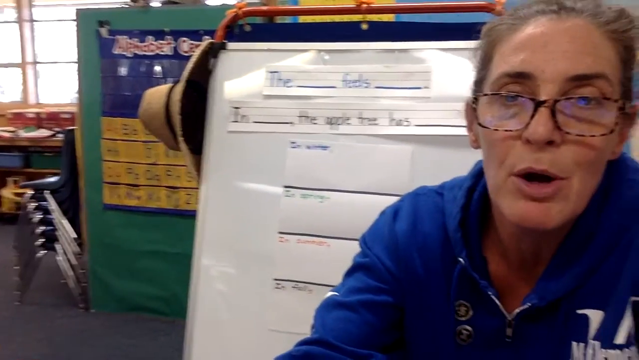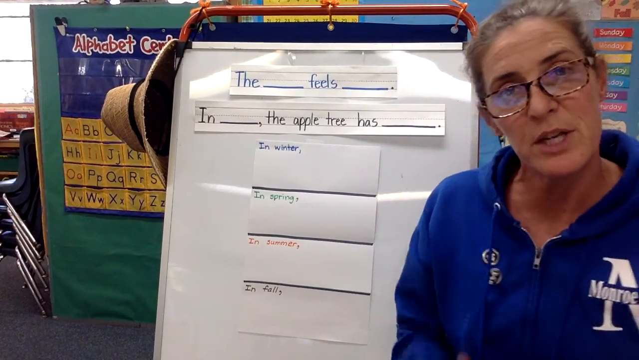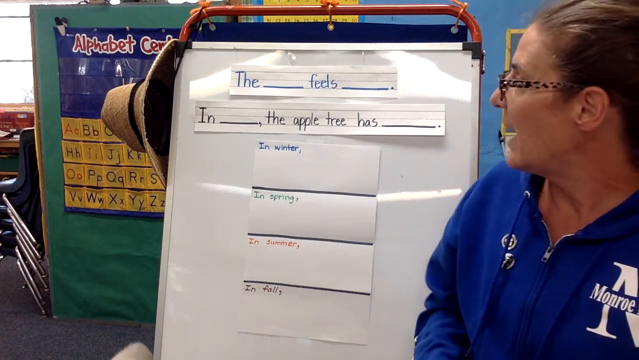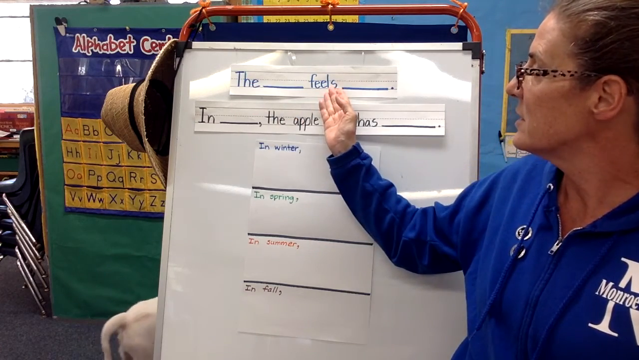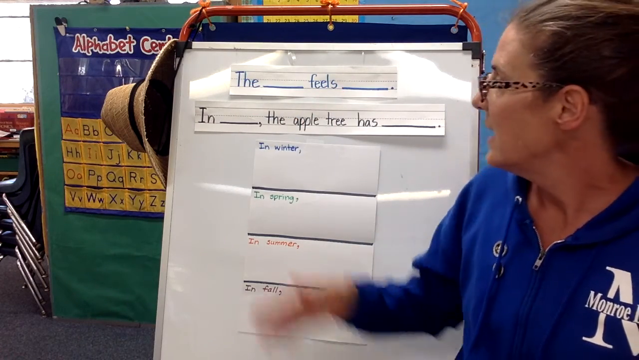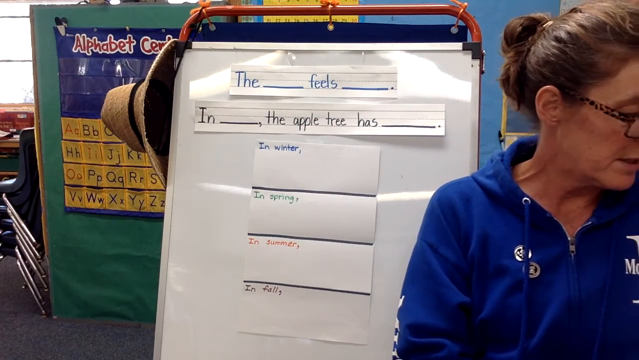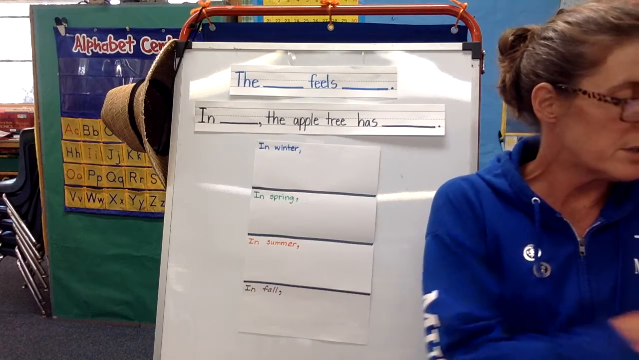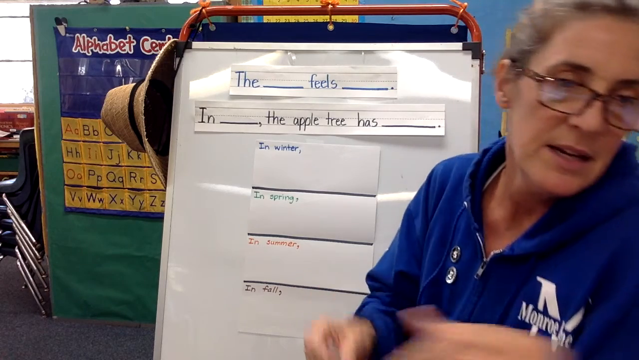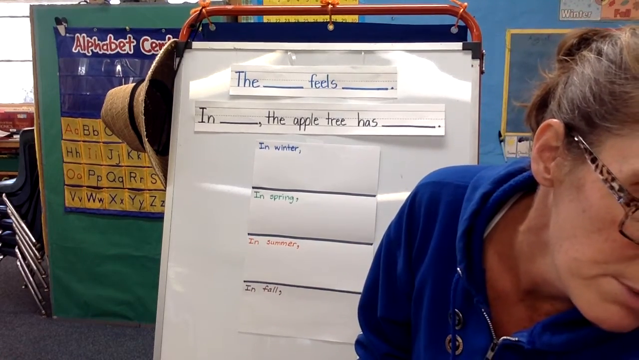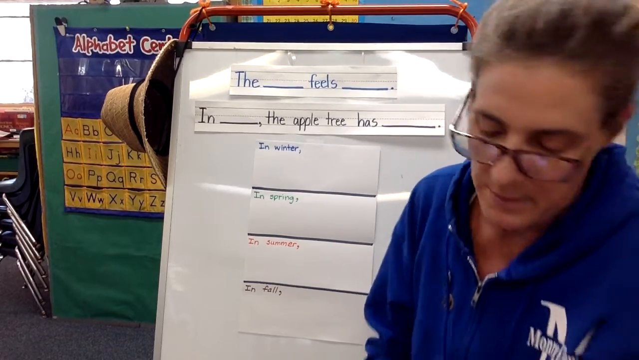Now, the activity you'll be doing today in your small group has to do with what we were just looking at. We're looking at how it feels in the different seasons and what happens to the apple tree. Let me show you how this works. I'm going to start with winter since that was the first season in our video or in our book. Let me get my piece of tape.